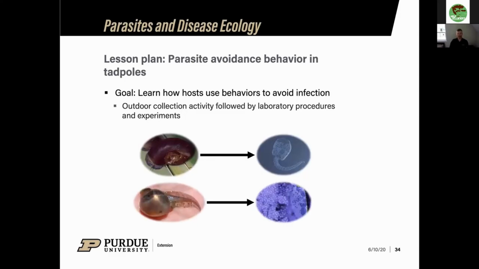So the lesson plan we've developed, the goal here is to get students to learn about how these amphibians can use avoidance behaviors to avoid getting infected with these parasites. So what they'll do is they basically go out into nature, they'll collect some of the snails, they'll do something called shedding, which again is all explained in the teacher notes and the lesson plans, but they'll be able to obtain the parasites from these snails and use those parasites in exposures to tadpoles.